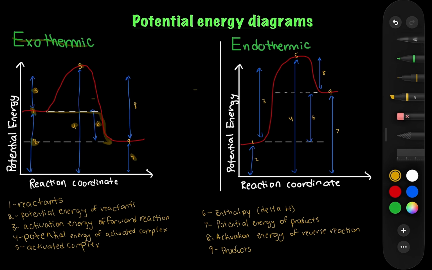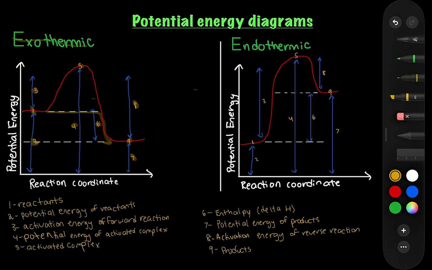Now for number 7, we have the potential energy of the products, which is just the stored energy of the products. Then we have number 8, which is the activation energy of the reverse reaction. So instead of a forward reaction, where we're going from left to right, in a reverse reaction, it's the energy needed to start the chemical reaction in the reverse direction. So we're going from right to left. But last but not least, number 9, where our products are, which are all the way on the right side of the diagram, and it's what's being produced.